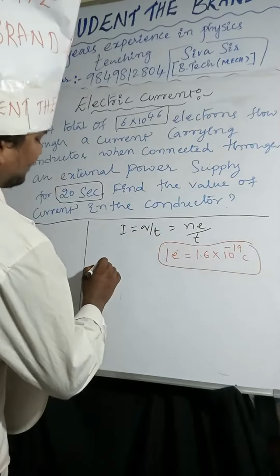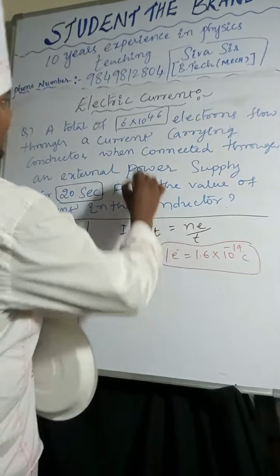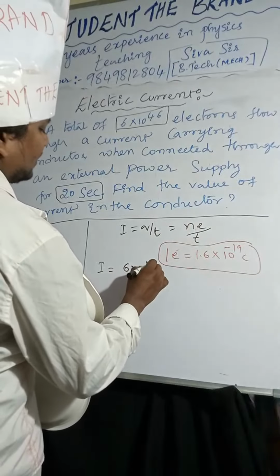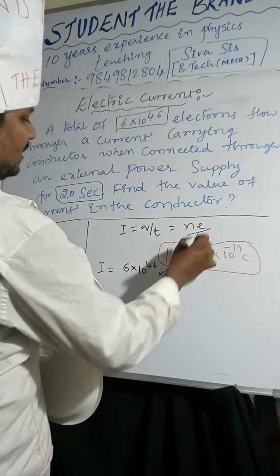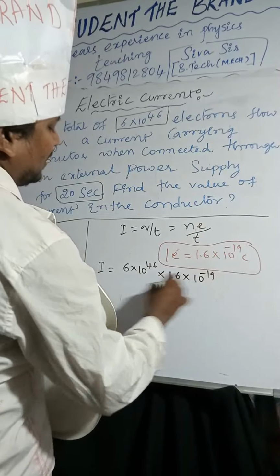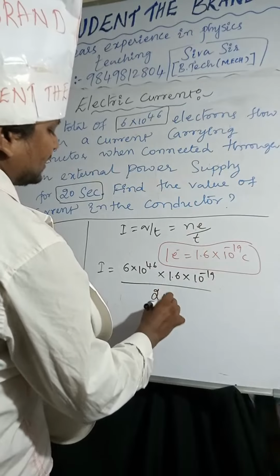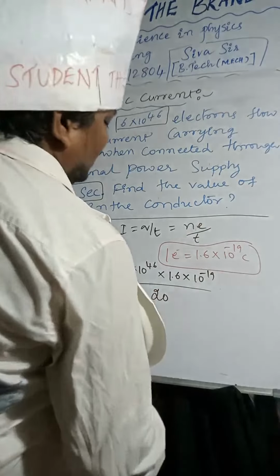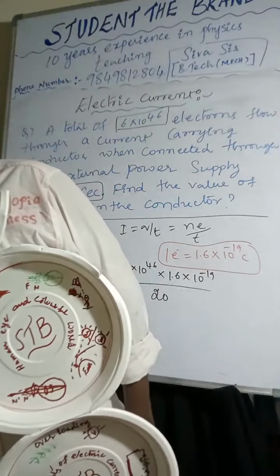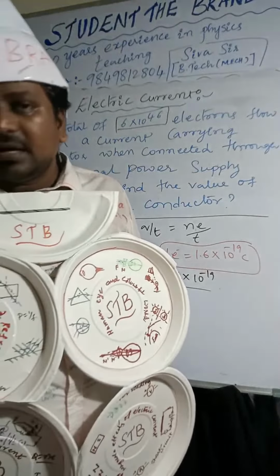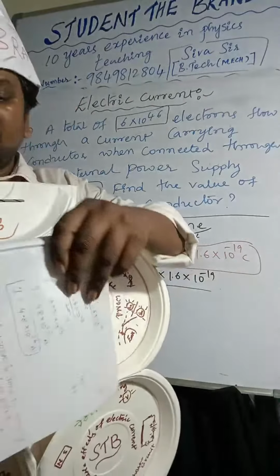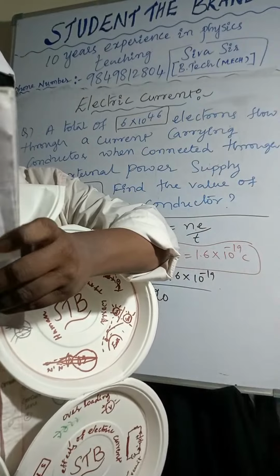Now we need to find the current. N value is 6.6 into 10 power 46, E value is 1.6 into 10 power minus 19, and T value is 20 seconds. That's enough, simple. If you identify the data given in the problem, then half of the problem is over. So what exactly is given?